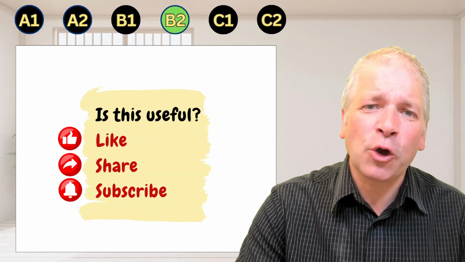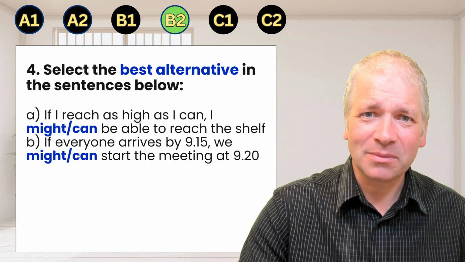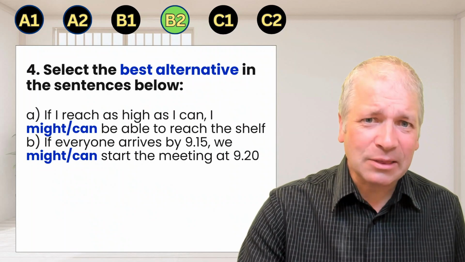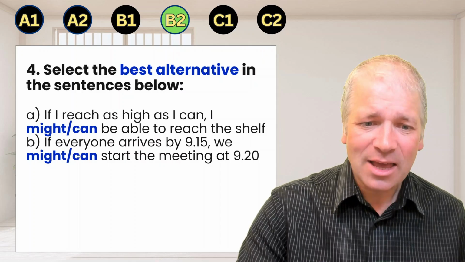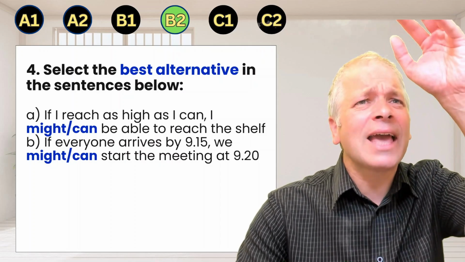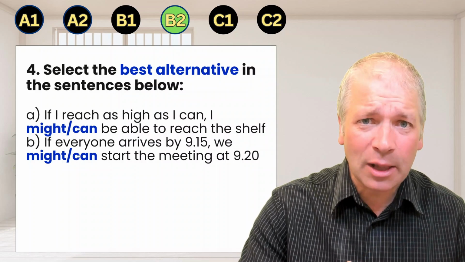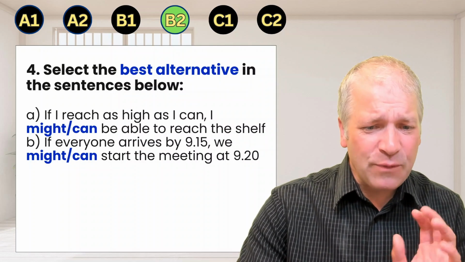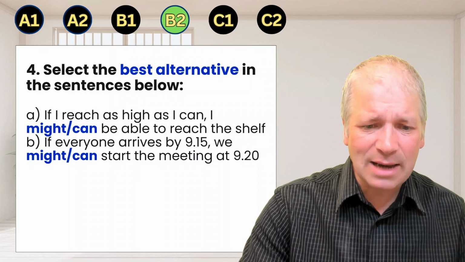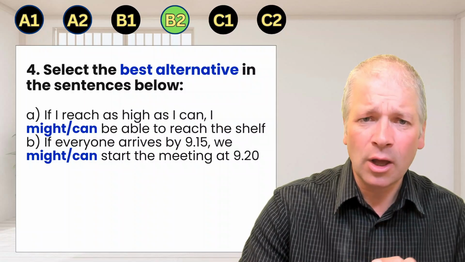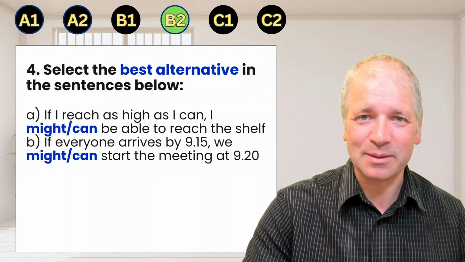Here comes another question which is at the B2 level. Question 4. Select the best alternative in the sentences below. A. If I reach as high as I can, I might or I can be able to reach the shelf. B. If everyone arrives by 9:15, we might or we can start the meeting at 9:20. What is the best alternative here? 5 seconds.